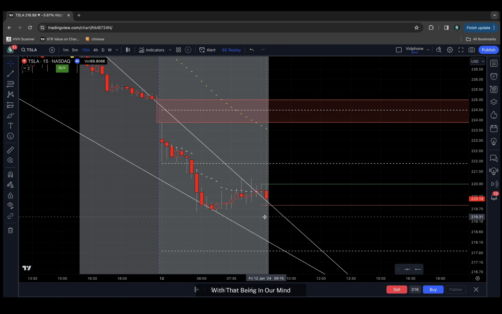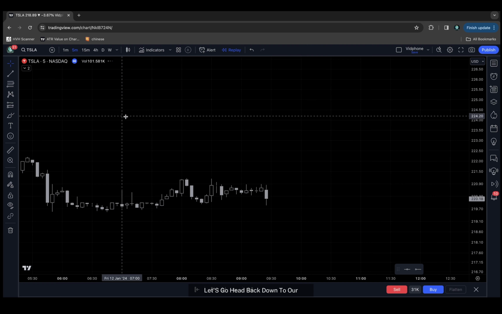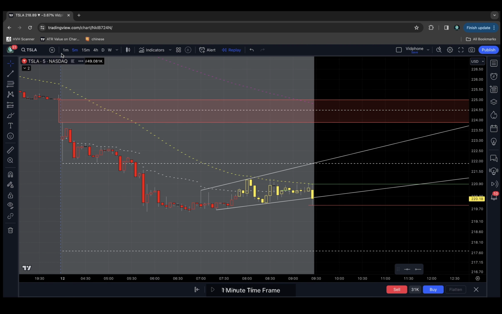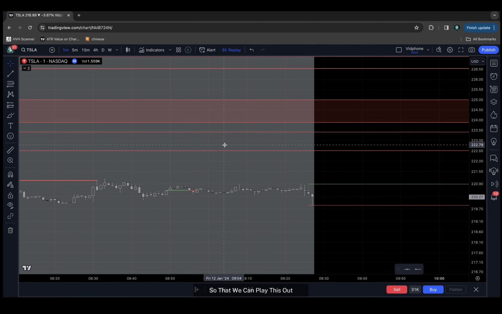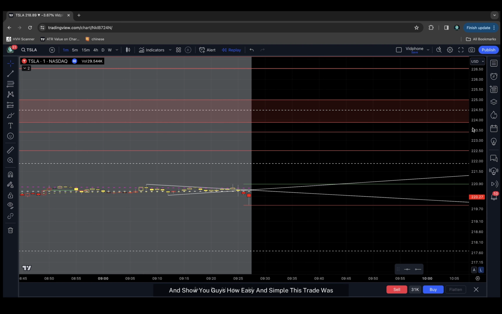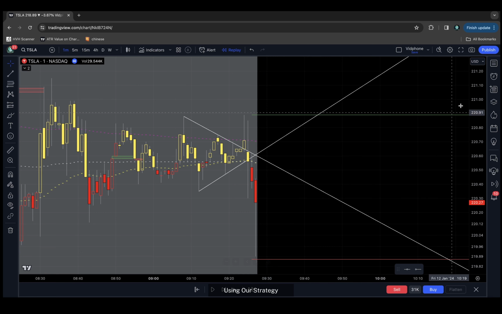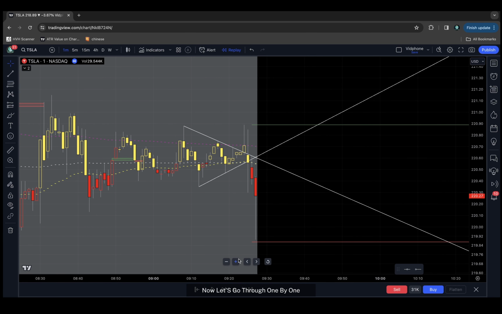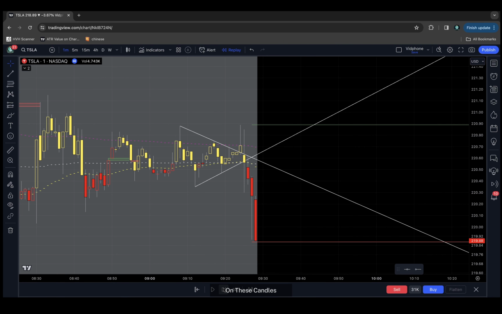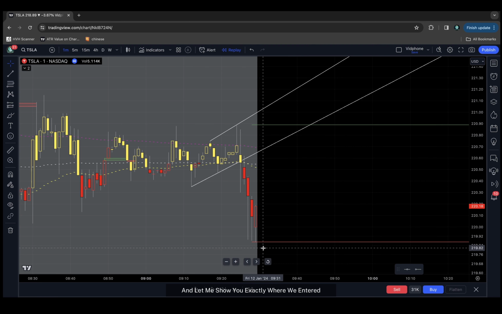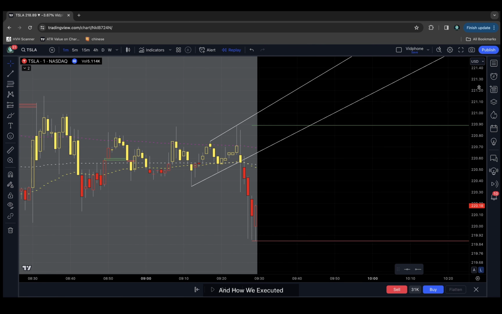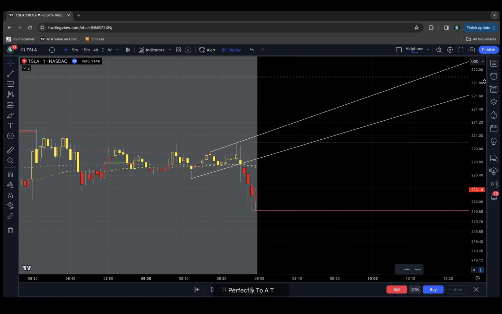With that being in our mind, let's head back down to our 1-minute time frame so that we can play this out and show you guys how easy and simple this trade was using our strategy. Now let's go through one by one on these candles, and let me show you exactly where we entered and how we executed perfectly to a T on this trade.